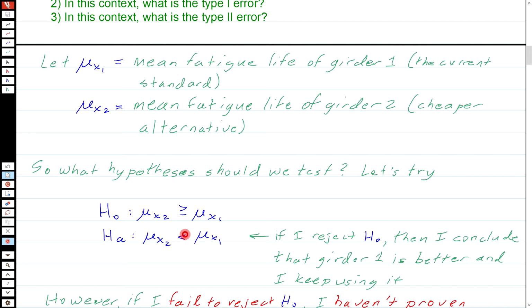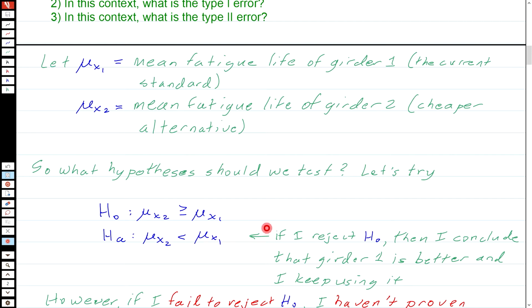The problem with this particular setup is if, for example, I go out and collect some data, and suppose the fatigue life of x2 does turn out to be shorter than under H naught, then I reject H naught in favor of the alternative. And if I do that, then I conclude that girder 1 is better and I keep using it.